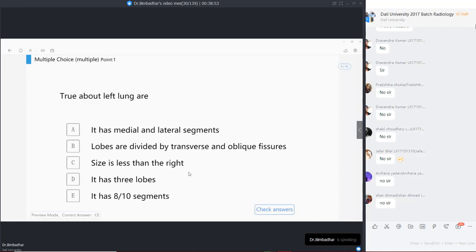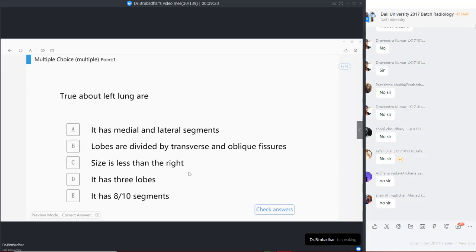So the left lung has 8 pulmonary segments, and its size is less than the right. So we cannot make the answer wrong for this question. Whoever got this question wrong, I think you have to look again and learn the anatomy once again, because such a question will always be asked. What is the difference between the right lung and the left lung? There is no other option.